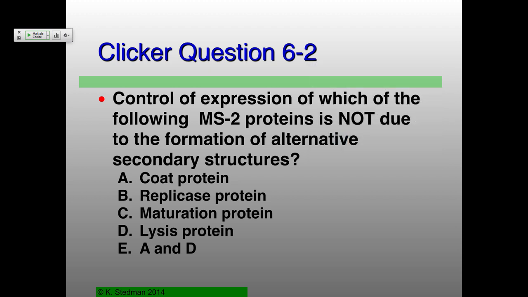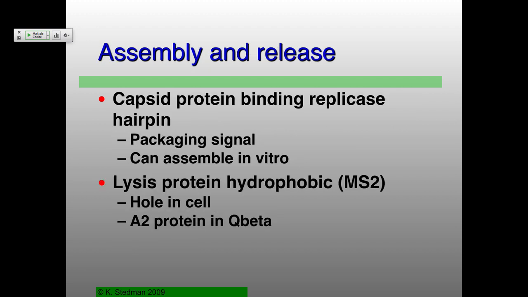I'll select this later. So finally, how do we get out? We already talked about the lysis protein, and the lysis protein in MS2 just builds up to a certain concentration. Again, it's because the ribosome is moving back and slowly making more and more of this protein, and eventually you have enough of this protein to make a hole in the cell. But Q-beta doesn't have one of these.